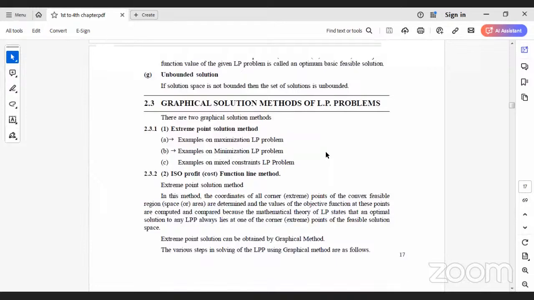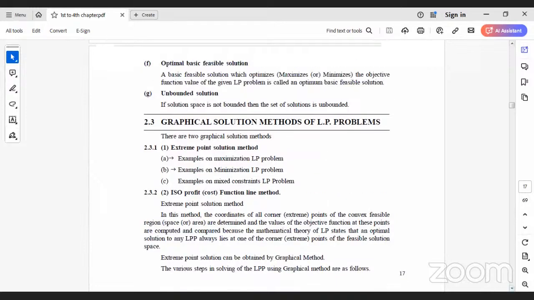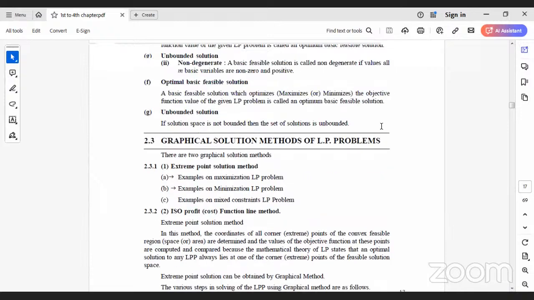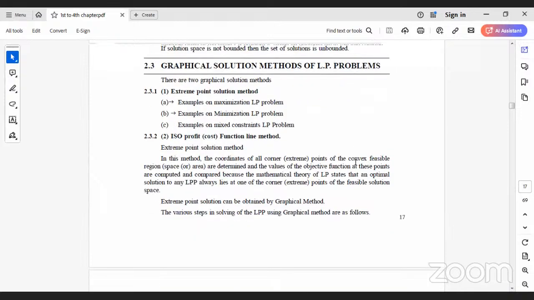Graphical solution methods of LP problems we are taking here. Graphical methods: extreme point solution method, with examples of maximization, minimization, and mixed constraints of LP problems. ISO profit and cost or cost function line methods we are taking here. In the examination, they will ask what are the graphical solution methods in LP problems?